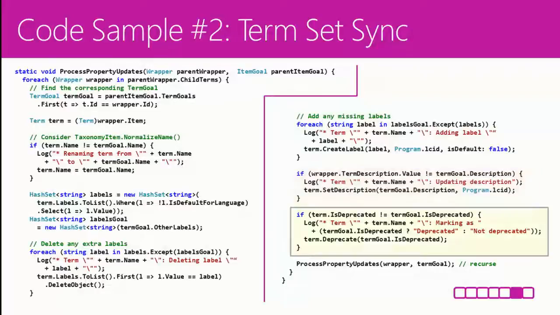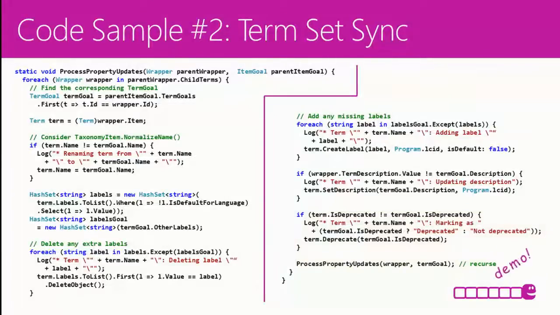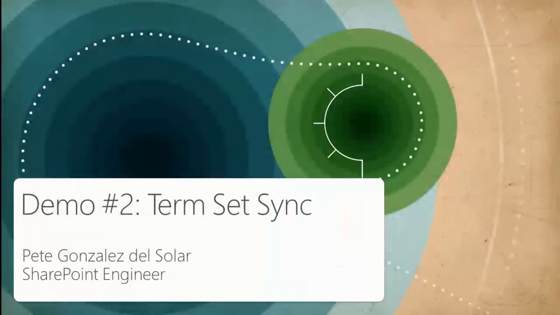The description. For deprecated, there's a function that you call, term.deprecate. So we just set it to true or false to say whether we want it to be deprecated, and then recurse. So I really appreciate your patience. We are ready for the next demo. Let's see what it looks like when it's running.